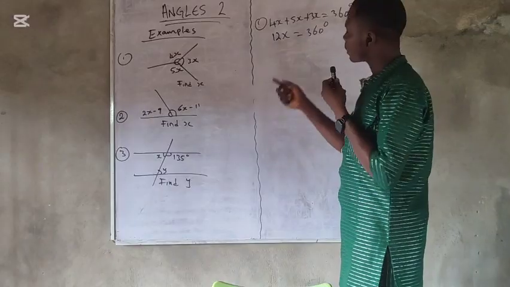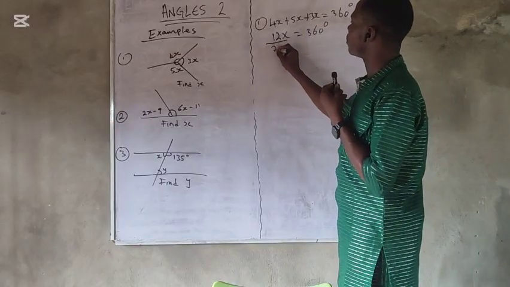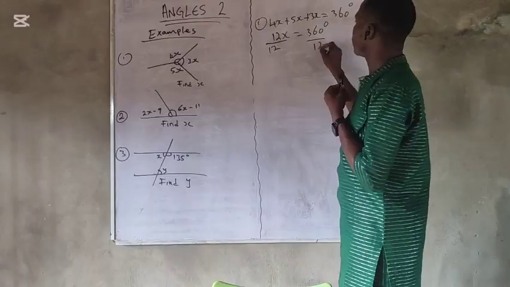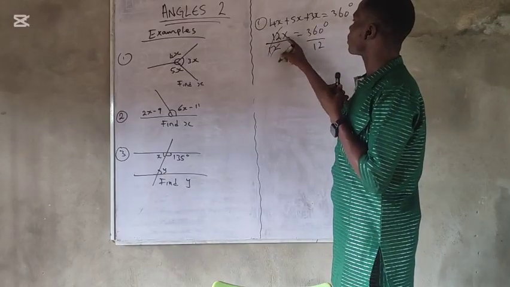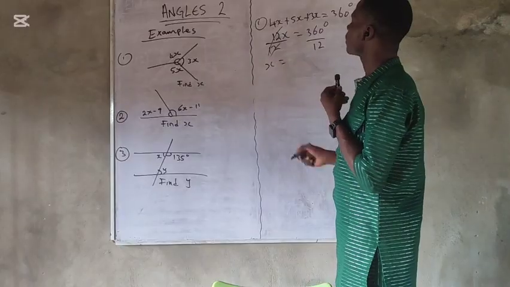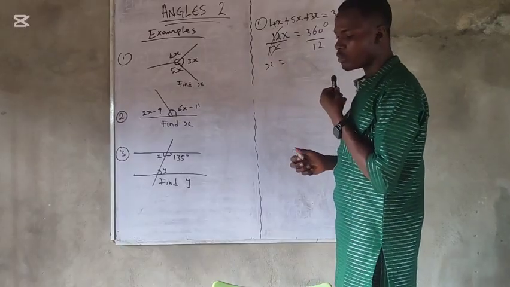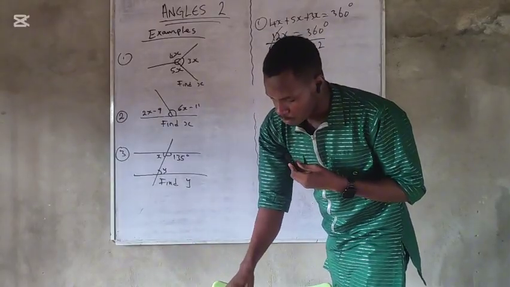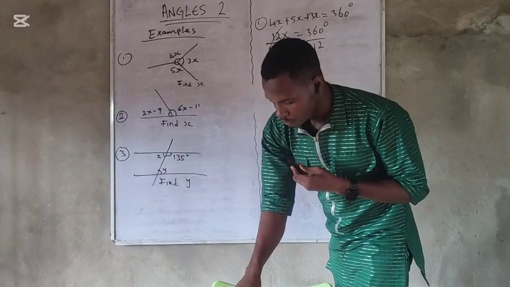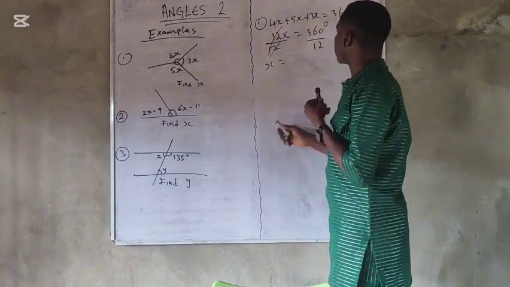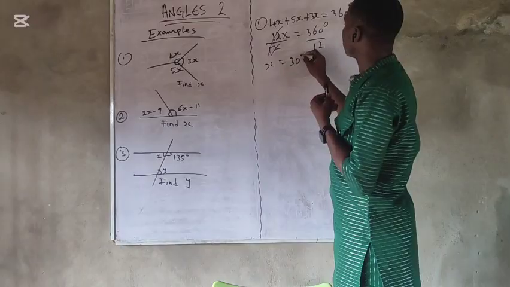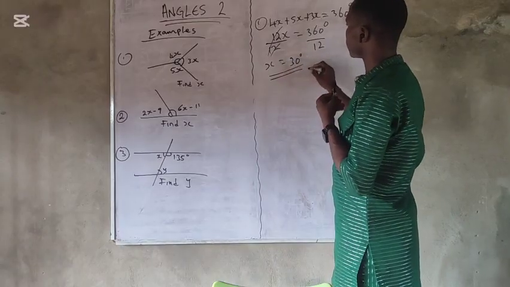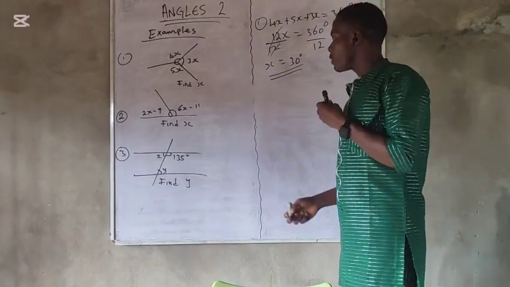What else do we do? From simple equation, you have to divide both sides by 12. And when this cancels out, x will be equal to what? Pause the video and check. If your answer is 30, then you are very correct. That's the value of x in the first question.